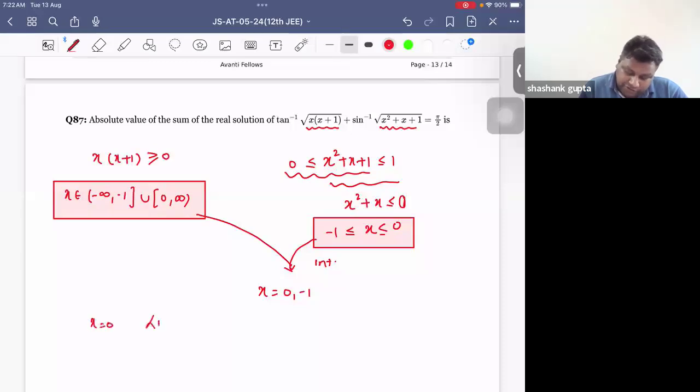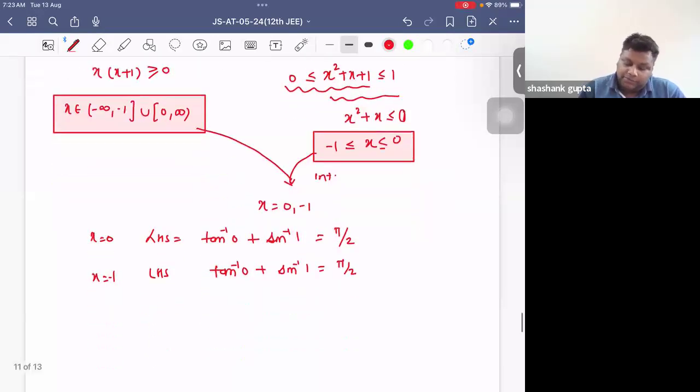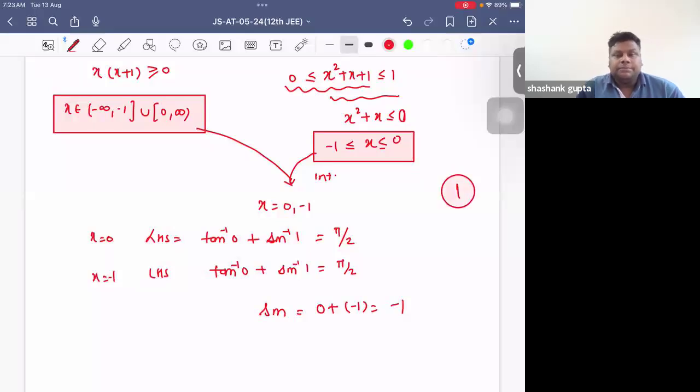For x equals 0, LHS is what? Tan inverse 0 plus sine inverse 1, which is certainly pi by 2. For x equals minus 1, LHS is what? Tan inverse 0 plus again sine inverse 1, which is again pi by 2. So both are satisfying. Now sum is what? Sum of values of x is 0 plus minus 1, that is minus 1. And absolute value is 1. So this is your correct answer. Am I clear?